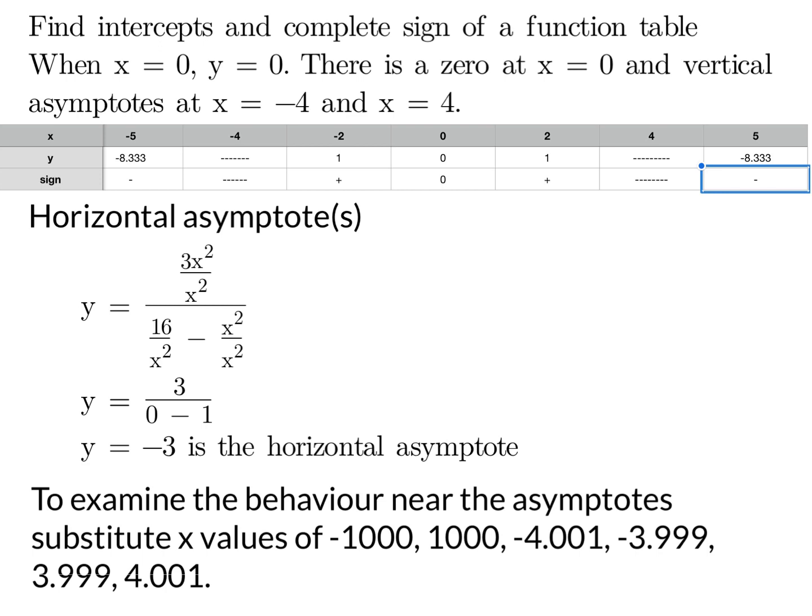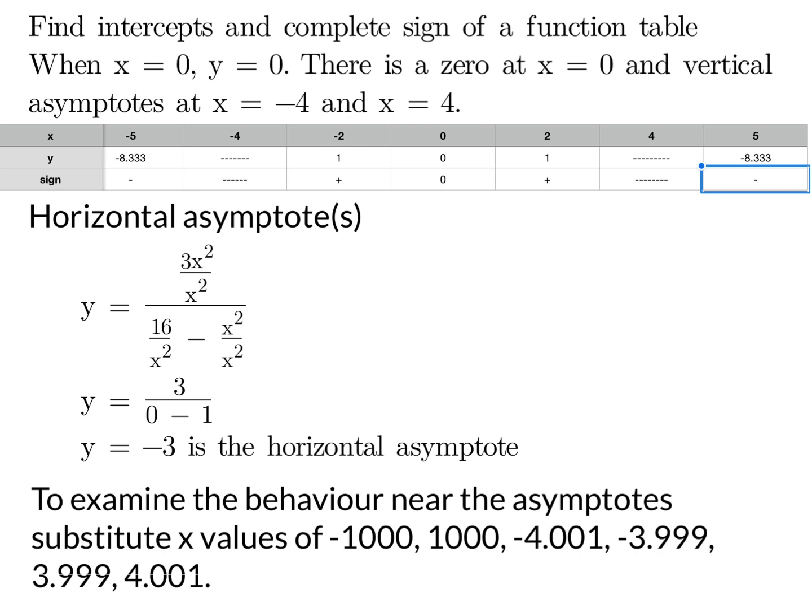Check for horizontal asymptotes. From our last video, we divide by the highest power of x in the denominator. So in this case, divide everything through by x squared, and you get 3 over minus 1. So there is a horizontal asymptote at minus 3.